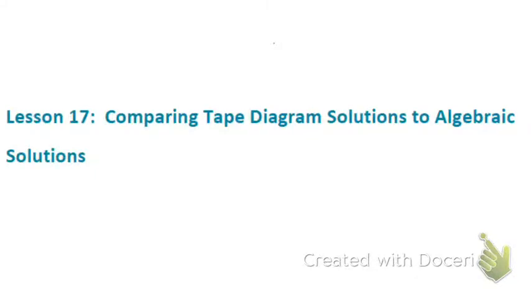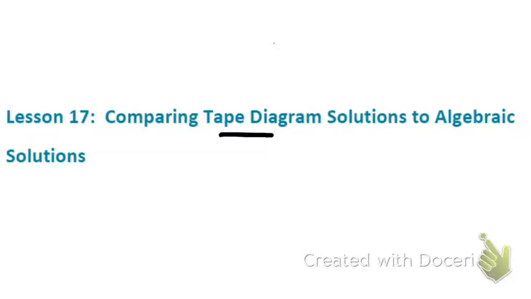So today we're going to be starting Module 2, Topic C. Hopefully you guys all got that from the sub. So how about your Module 2, Topic C? We are on Lesson 17. The title of this lesson says Comparing Tape Diagram Solutions to Algebraic Solutions. Let's go over what that means real quick.